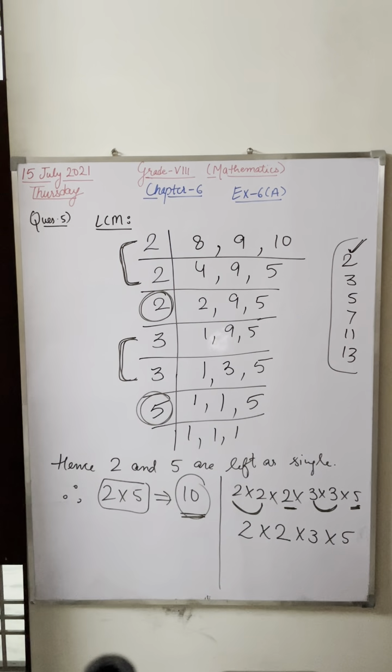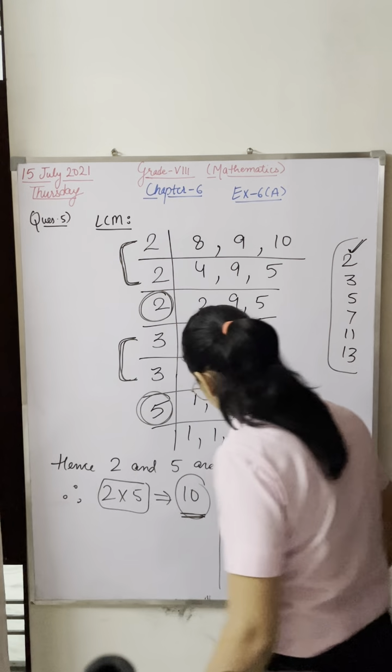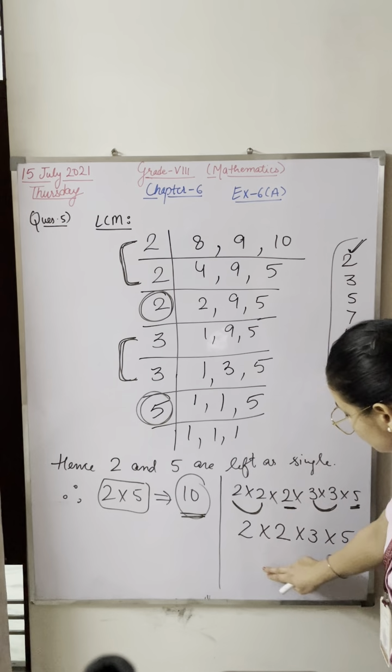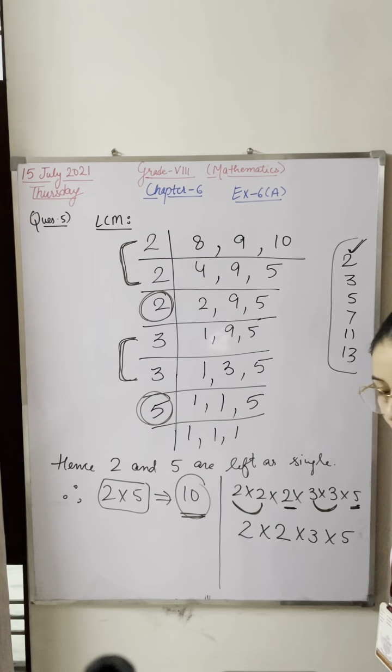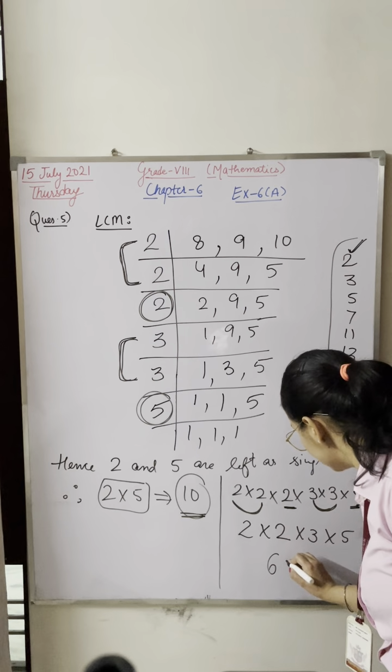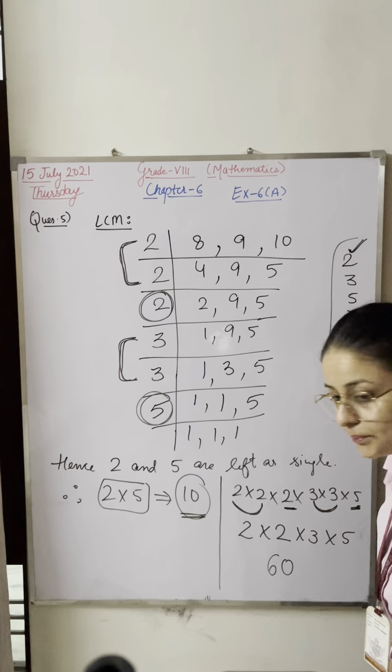Find out the multiplication of these first of all. Please tell me, what is the multiplication of these? 2 2s are 4, 4 3s are 12, and 12 5s are how much? That is 60.